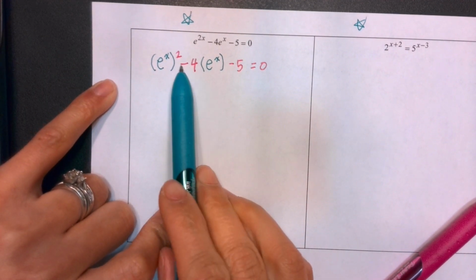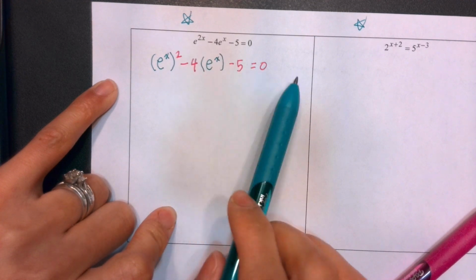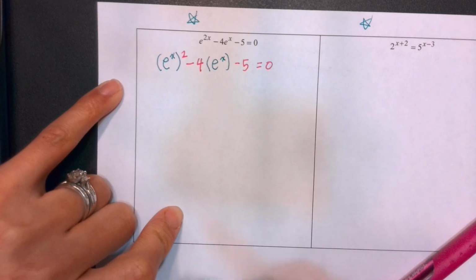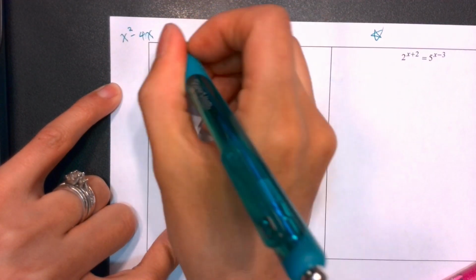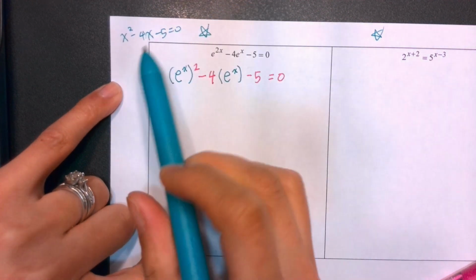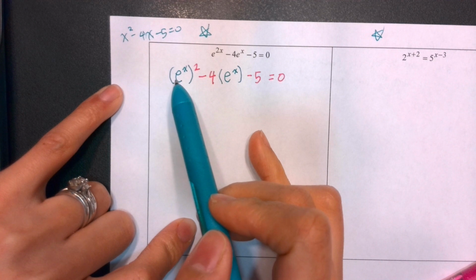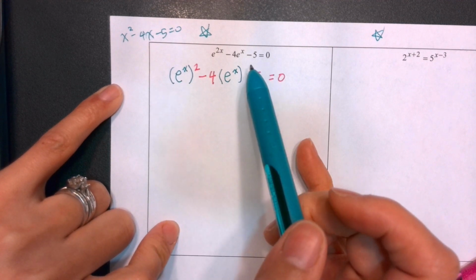Do you guys see how it's a square? It's like a square, ax squared plus bx plus c is equal to 0. It's the same form as a regular quadratic. The only difference is that instead of the variable being x, this variable is going to be e to the x power. Okay, so I can just factor it.